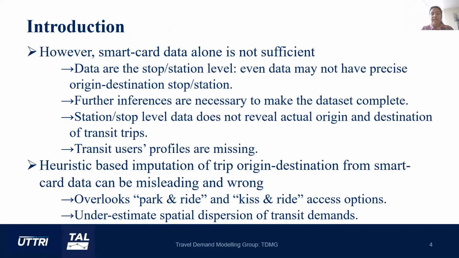However, the issue is that it's not sufficient on its own. This is because the data is at the stop or station level. So we can understand what's happening stop to stop, but beyond that, we don't have any information. We don't know what the actual origin and destination of the transit trips are, where the trips actually started and ended. So we miss the access and egress links of the trips when looking at only smart card data.